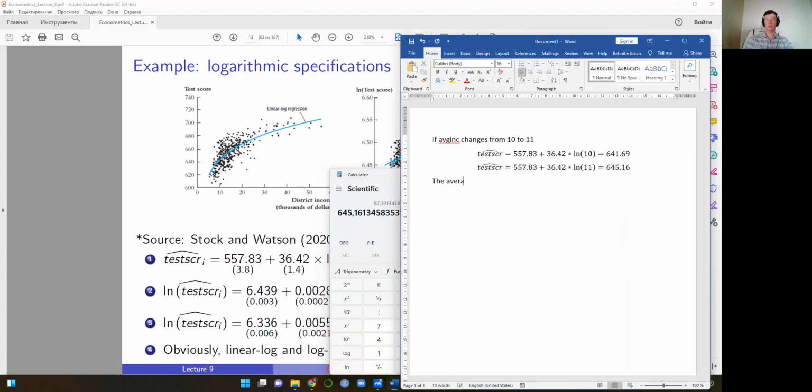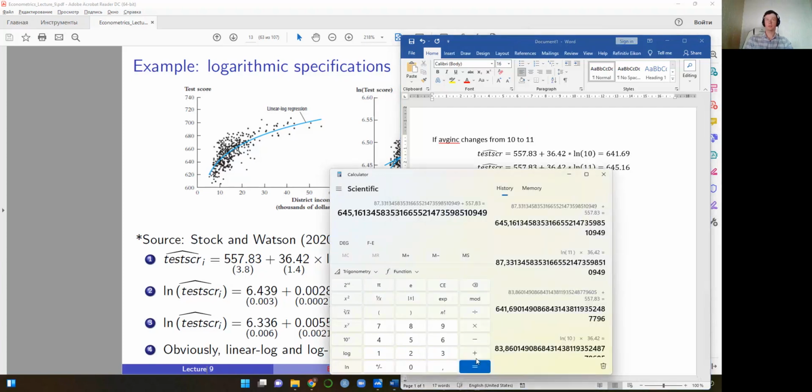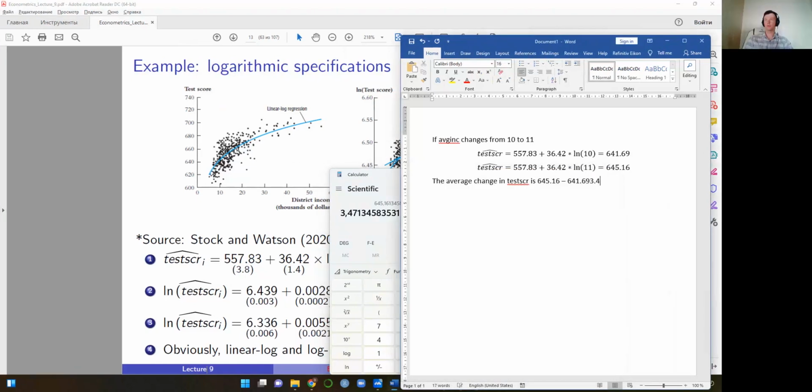So the average change in the test score is 645.16 minus 641.69, so 3.47. Remember that when we used the second order polynomial, there was something like 2.9, right? So it's a slightly larger estimate of this causal effect.